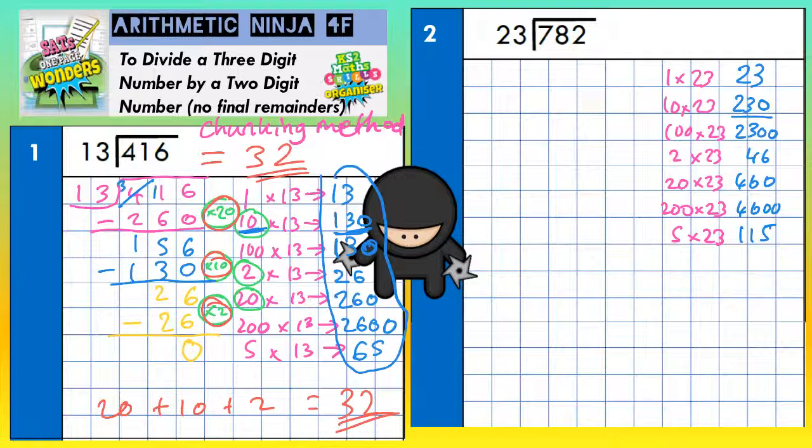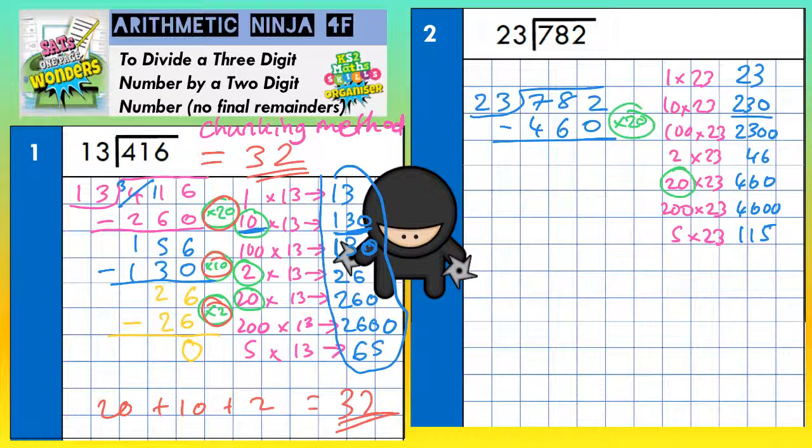All we've got to do now is set our question out. So we have got 23s into 782. What's the biggest number we can subtract from 782 from the list of chunks? Well, we can subtract a 460. So that 460 is a chunk of 20 23s. So if we take off 460, make a note that that is 20 23s that we're subtracting.